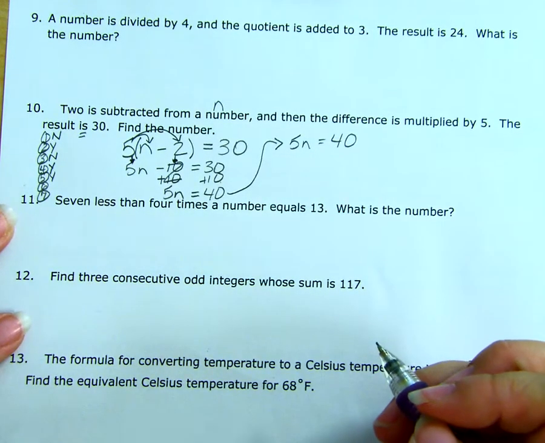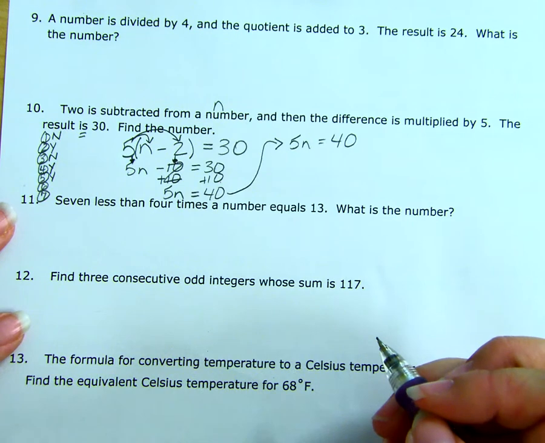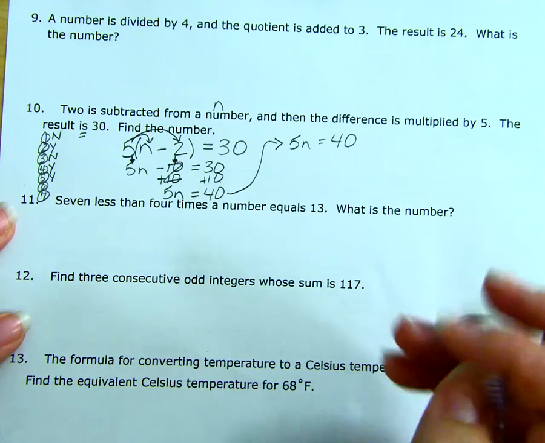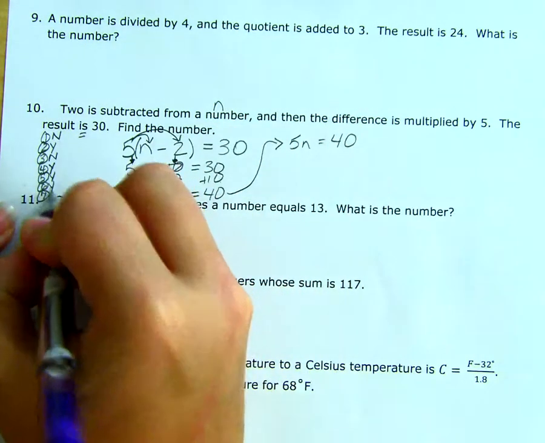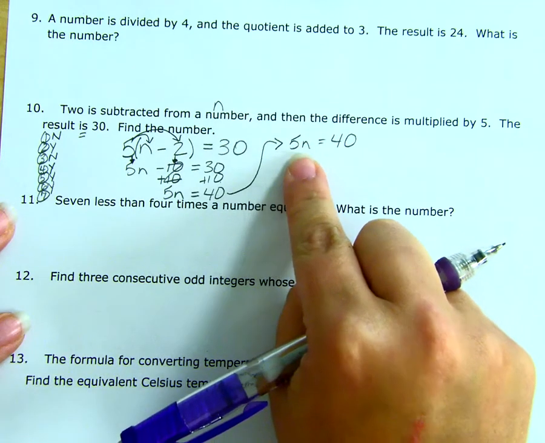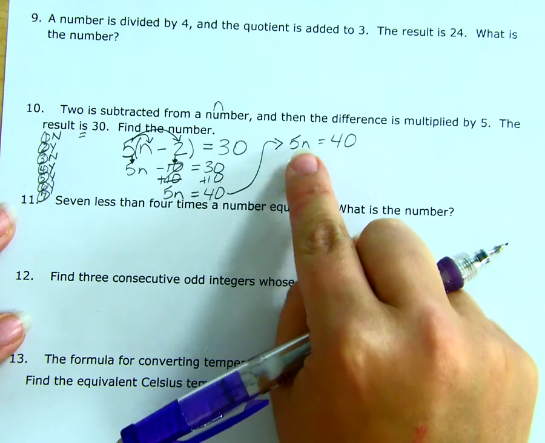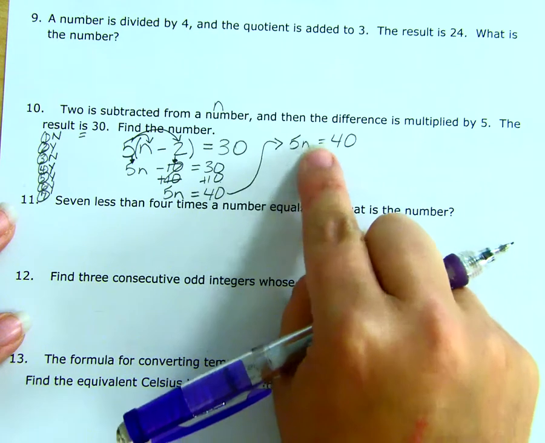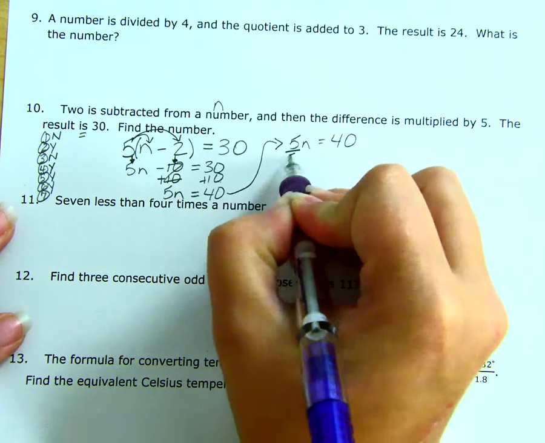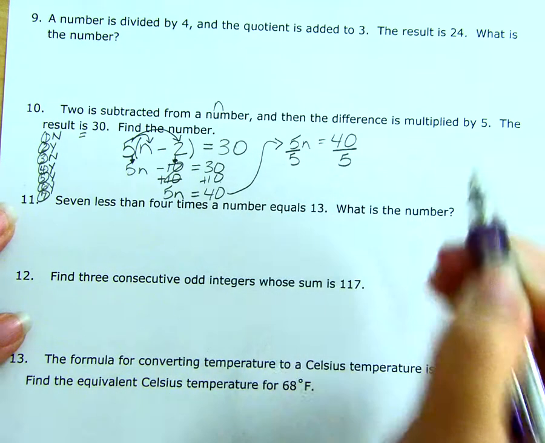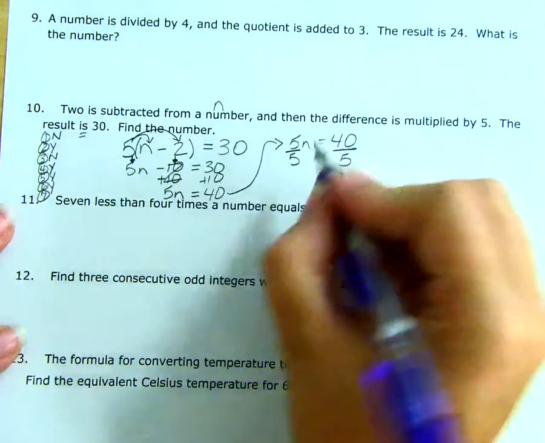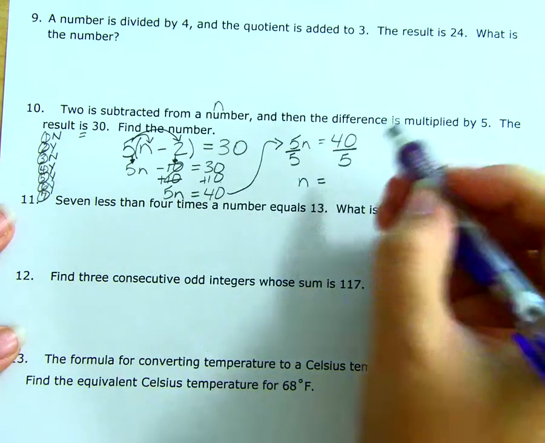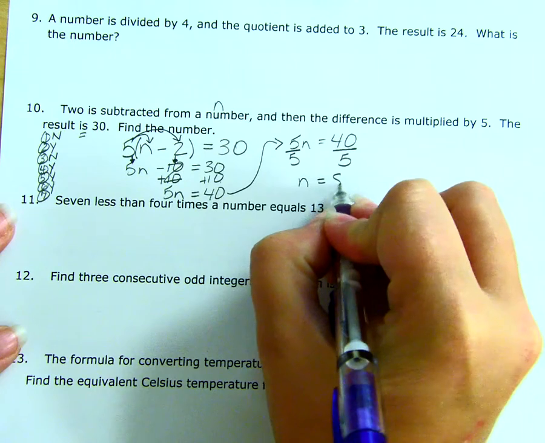And then I ask myself question number 6. Question number 6 says, do I need to multiply or divide? The answer is yes in this case, because if you notice, I have 5 times n equals 40. So to get rid of that 5, so I have that n by itself, I need to divide both sides by 5. And when I divide by 5, I get n equals 40 divided by 5 is 8.